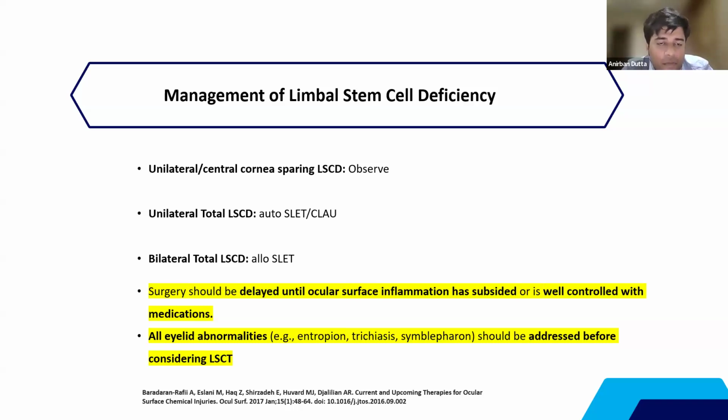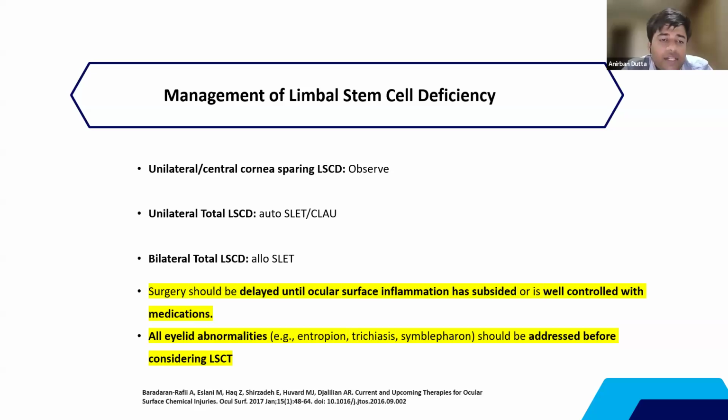Now, what happens in most of the patients we will encounter is that you will have a unilateral chemical injury. If this unilateral chemical injury patient has a total LSCD, you simply have to take a graft or a limbal biopsy from the contralateral healthy eye and transplant that limbal epithelium to the surface of the eye with total LSCD. This is autoSLET. In case of bilateral LSCD, you don't have access to healthy tissue from the patient. So you will have to take a limbal biopsy or graft from a first degree blood relative of the patient and graft it onto the surface.